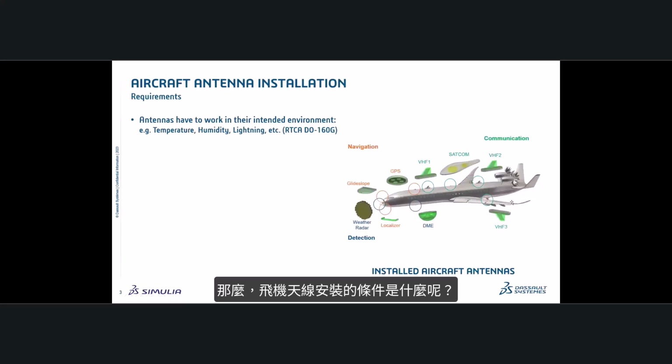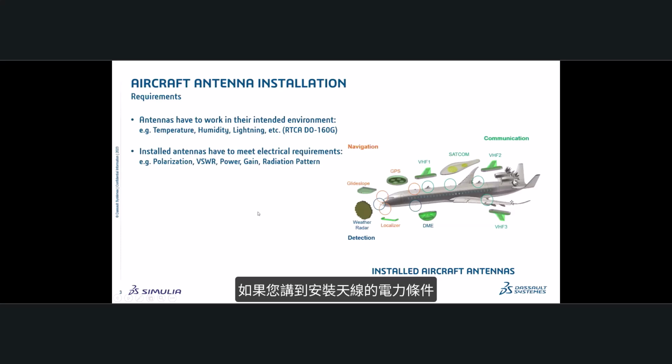So what are now the aircraft antenna installation requirements? First of all, on the right side, you can see an aircraft which has a multitude of different antennas connected to RF systems installed on the aircraft. These antennas have to work in the intended environment, which means in terms of temperature, humidity, lightning, etc. All these requirements are specified in RTCA DO-160G.